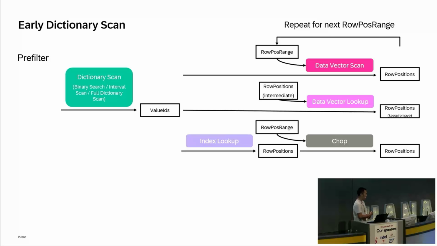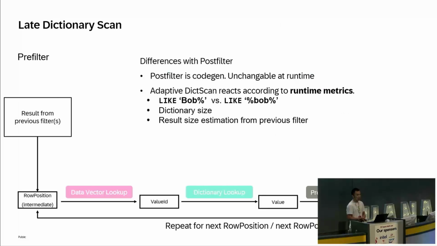Okay, so this is the early dictionary scan. It's basically just the same as what we described before. And then the late dictionary scan. The graph here looks very similar to the post filter that we just showed, and also the logic here.